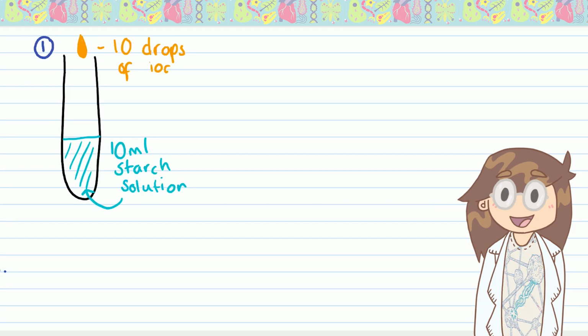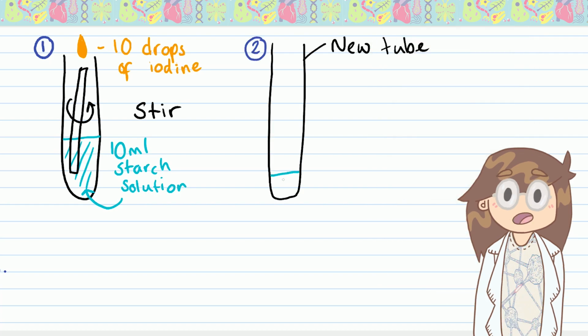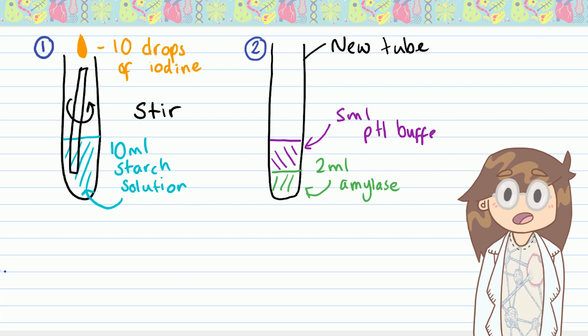This practical's a bit complicated to do in real life because it requires some precise timings and keeping track of time, which I'm not great at. But in terms of when you're doing it in school, just follow the instructions really carefully and you'll be fine. So the first thing you do is you get a fresh clean boiling tube, and you're going to put 10 millilitres of starch solution in there. Use your measuring cylinder.